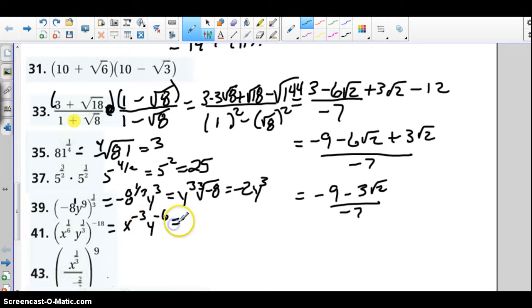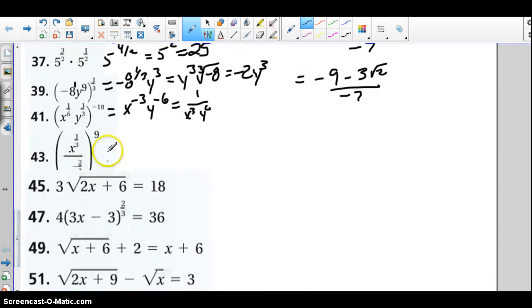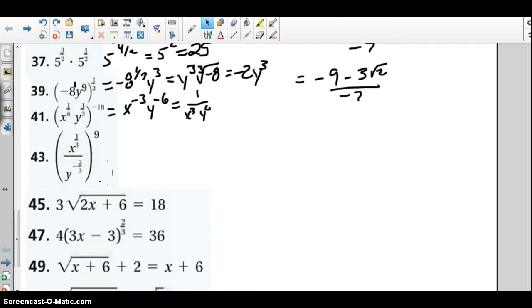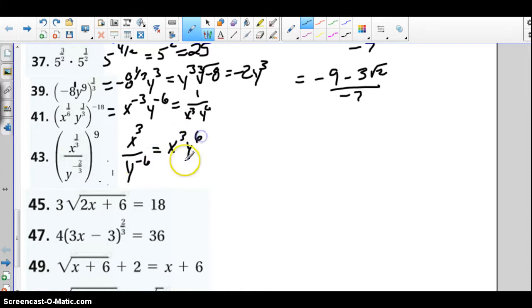Since these are negative exponents, we have to move everything down into the denominator. So we're going to have 1 over x to the 3rd, y to the 6th. Same thing here. I think that this got a little cut off, so I'm going to go ahead and try and move this here. There we go. And let's go ahead and distribute our 9 here. 1/3 of 9 is 3. And negative 2/3 of 9 is negative 6. If you're negative, you've got to move. So this is going to be x to the 3rd, y to the 6th.